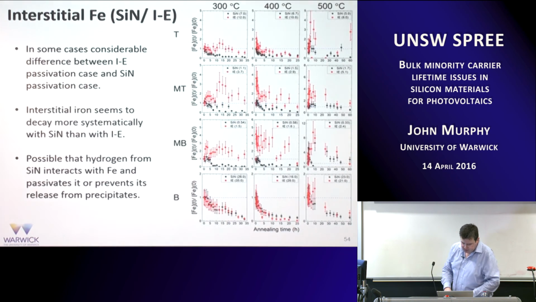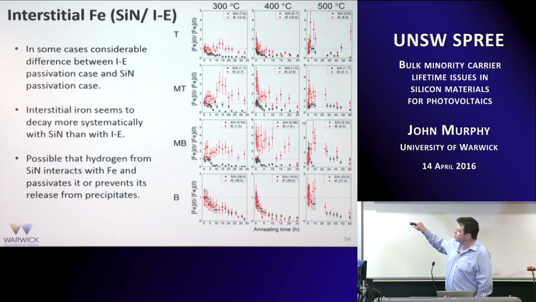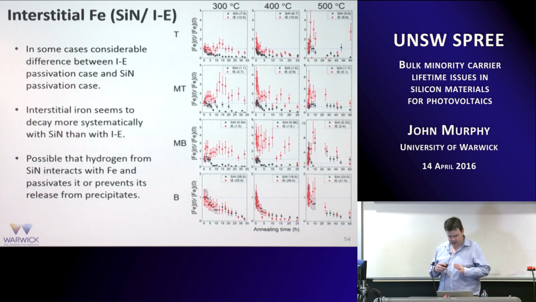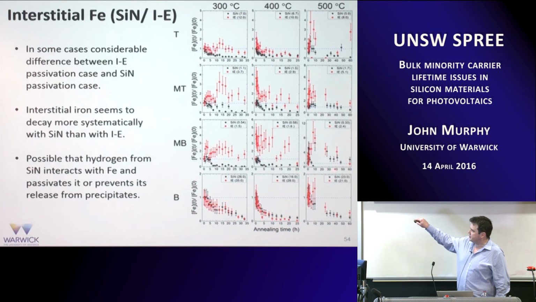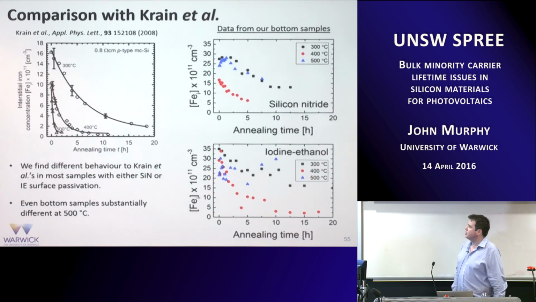And there's also a lot of data on iron. And this is the really interesting thing, that the iron concentration when you've got iodine ethanol surface passivation increases. When you've got silicon nitride surface passivation, it decreases. So the behaviour that Schmidt and Crane observed in their internal gettering paper was in silicon nitride passivated samples, and we roughly agree with them in spirit, if not exactly in quantitative detail. When we do silicon nitride passivation, the iron concentration decreases, but without that passivation, we find that the iron concentration actually goes up.